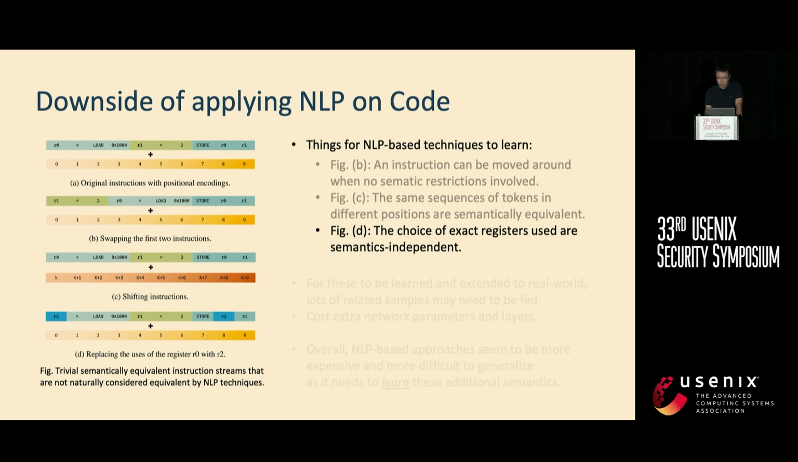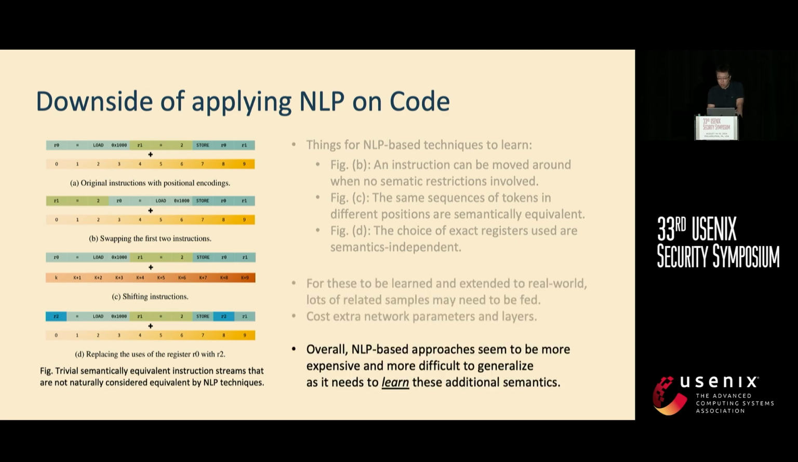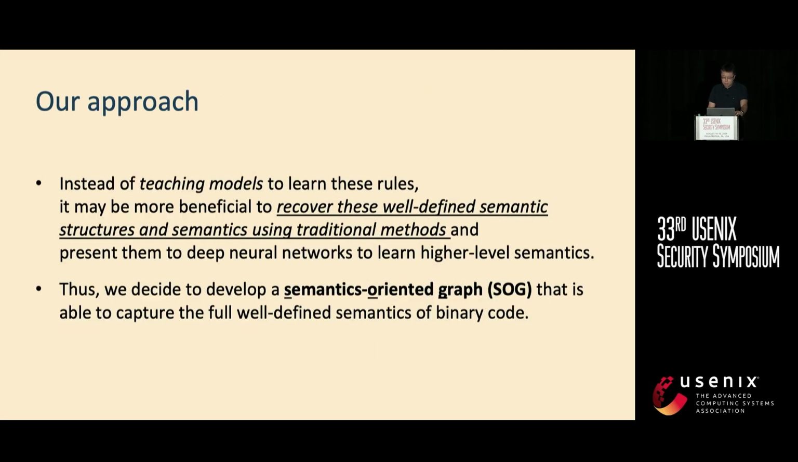So from these variants, we can see the order, the position, and the use of specified registers may be independent of code semantics in some well-defined situations. So for such well-defined situations or rules, if NLP-based techniques want to learn them, they may require a lot more additional network parameters and training samples. So overall, we can see that NLP-based methods are more expensive and more difficult to generalize in this situation.